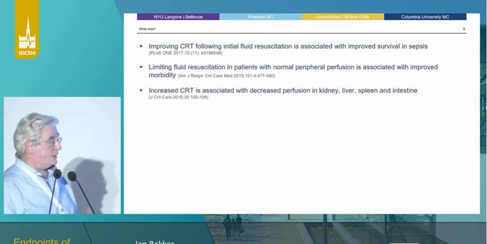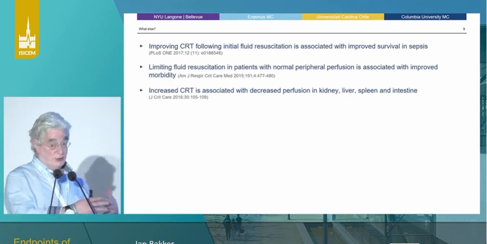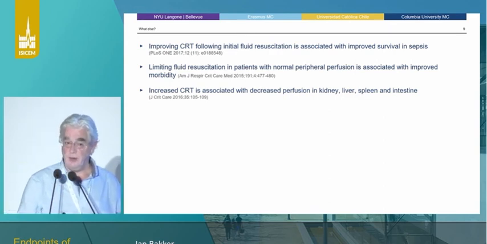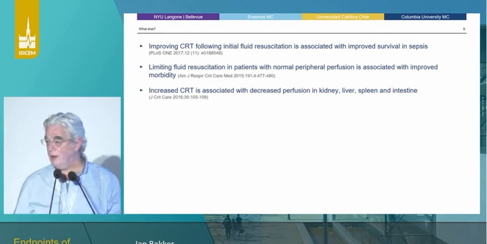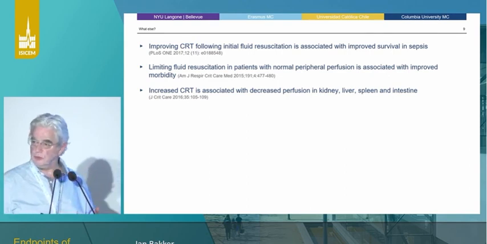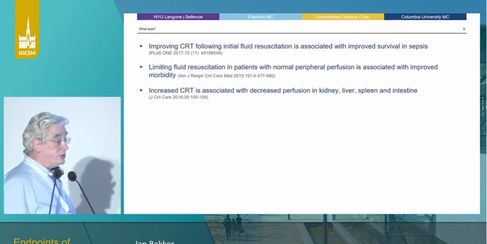And in that very limited study, only 30 patients, we showed that this strategy seemed to be safe, and that the strategy was associated with a decrease in SOFA, whereas in the control group, the 15 control patients, there was rather an increase in SOFA.